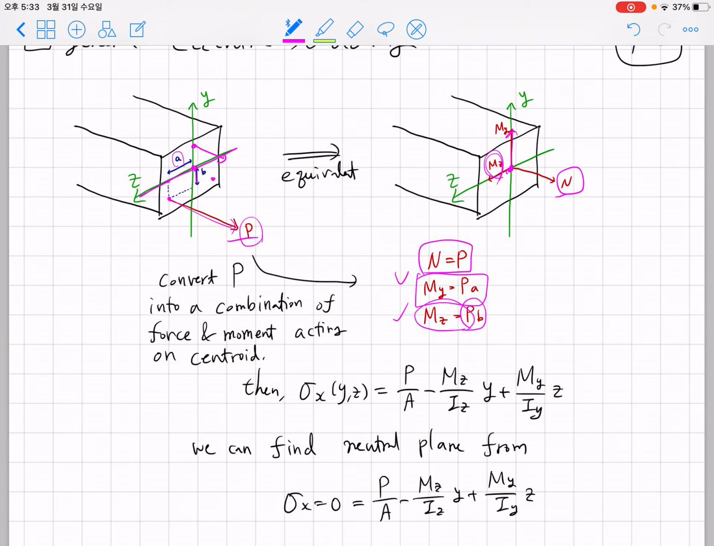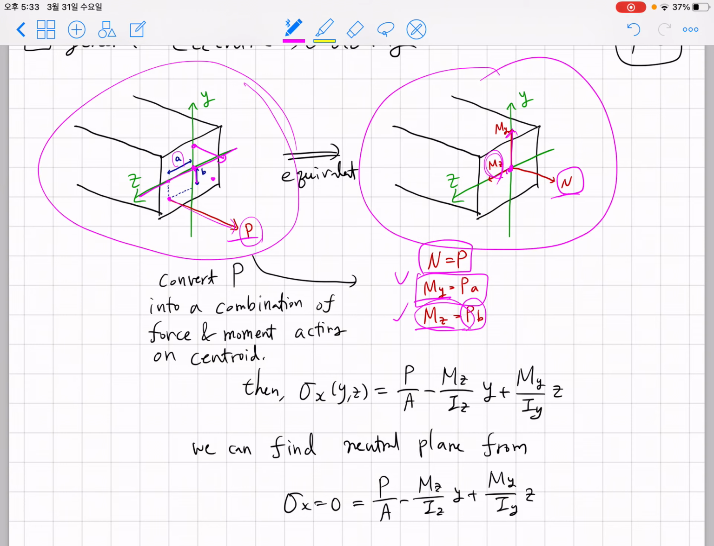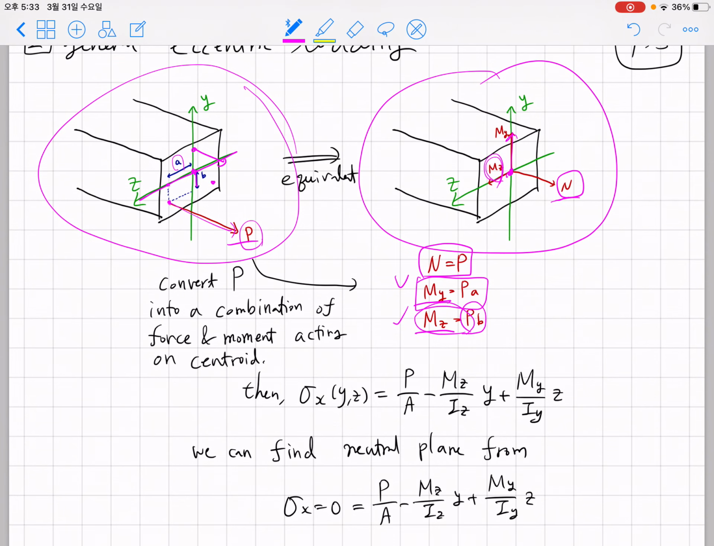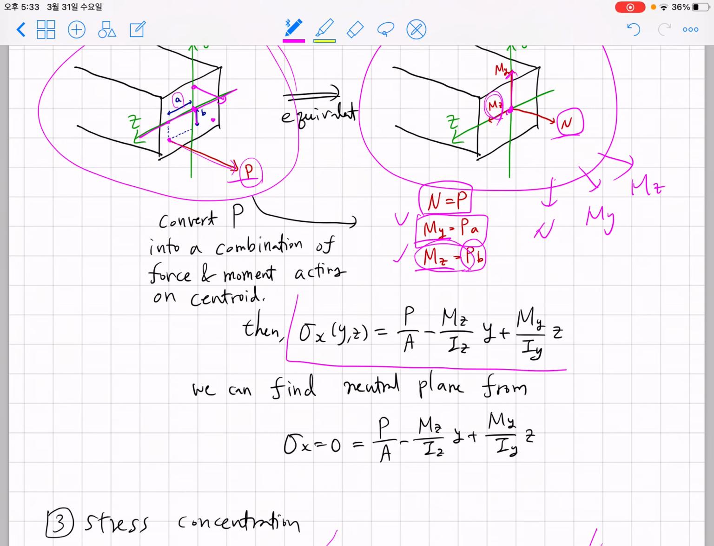By making this conversion, by considering N, My and Mz, you can make an equivalent problem to the original problem. So you have an equivalent force, an equivalent moment in z, and an equivalent moment in y. After making this equivalent problem, we already know the answers for each. We can decompose this problem into an N problem, an My problem and an Mz problem, and you can write down the stress distribution sigma x as a function of y and z position like this. This is from N, this is from Mz, this is from My.